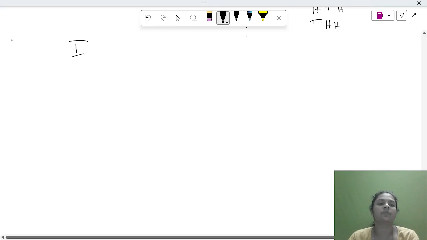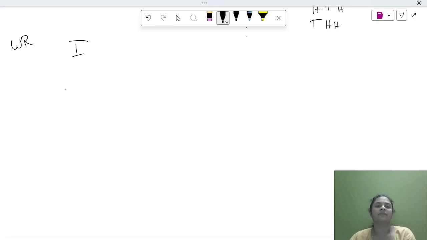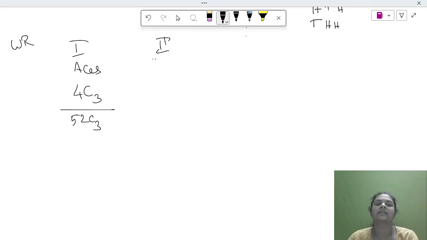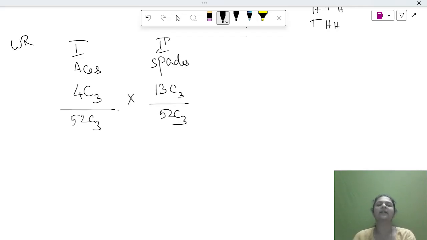First, let me do it with replacement. First producing aces. So how many aces do I have? 4 aces. So 4c3 divided by 52c3. And the second card producing spades. How many spades are there in a pack? There are 13 spades in a pack. 13c3 by 52c3. Because it is an AND condition, multiply.